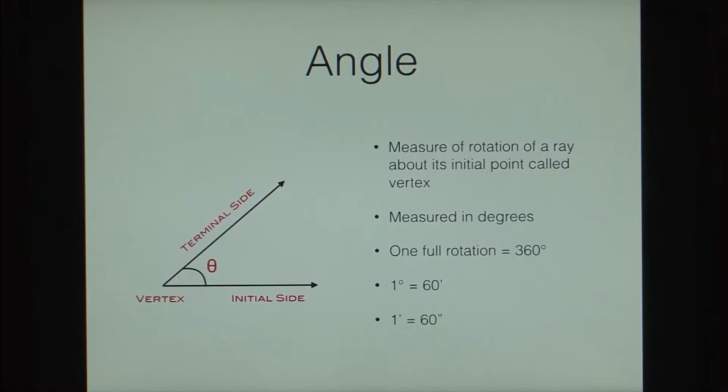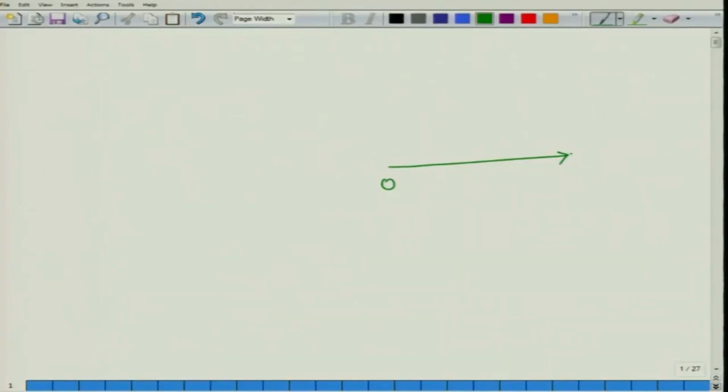So, essentially if we have a ray which has an origin O and we make it rotate about its origin, this was the original position, this is the final position, and this measure of the rotation is called the angle. It is represented by theta.